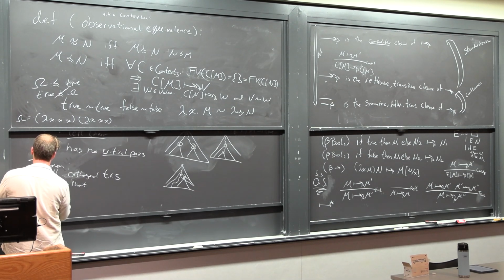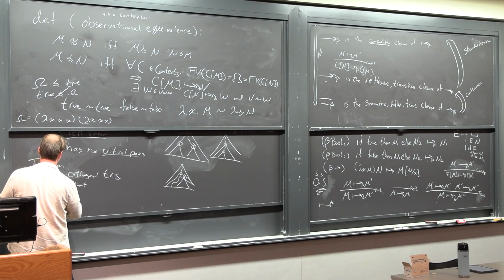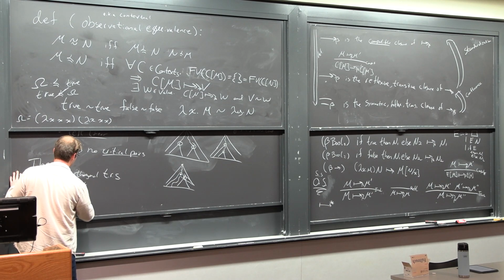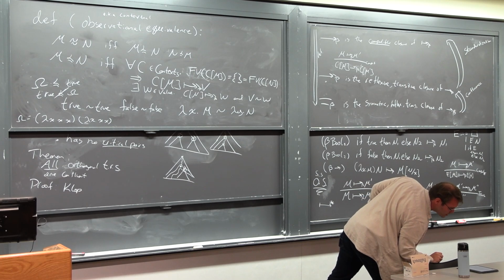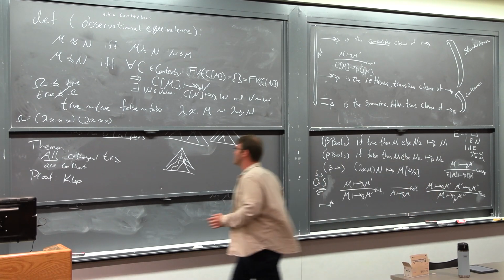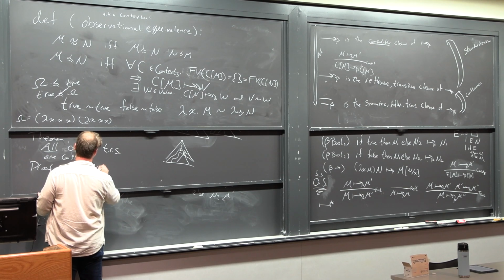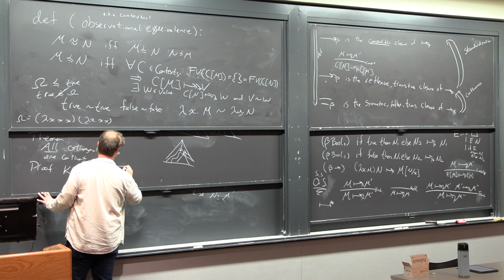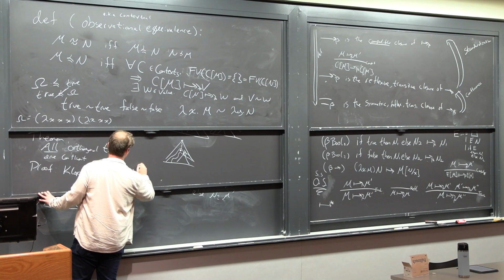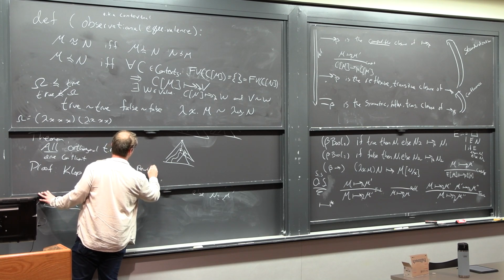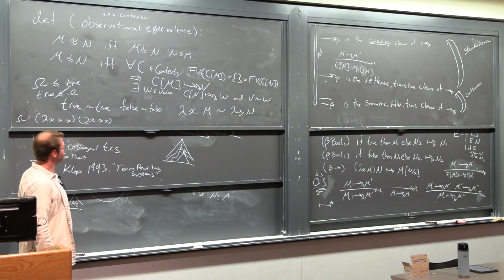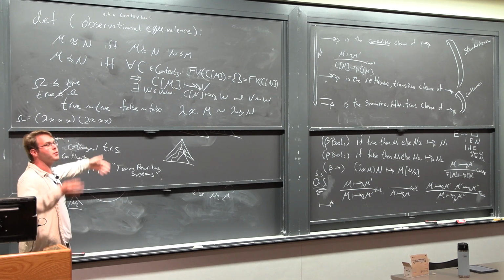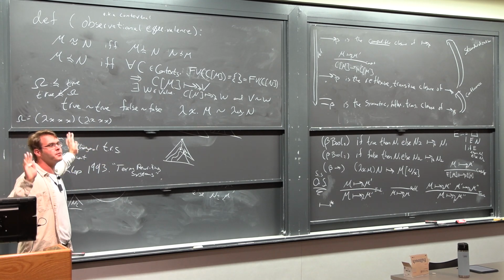And the proof is from Klop. What's the year? I always forget the year. 1993, Term Rewriting Systems. So that's a book that explains the whole term rewriting theory. Right? There's a whole bunch to cover that I can't cover.